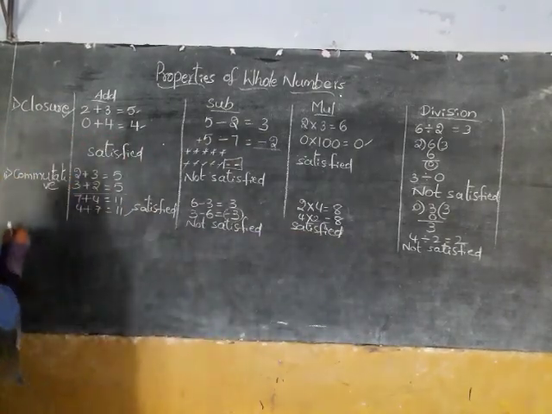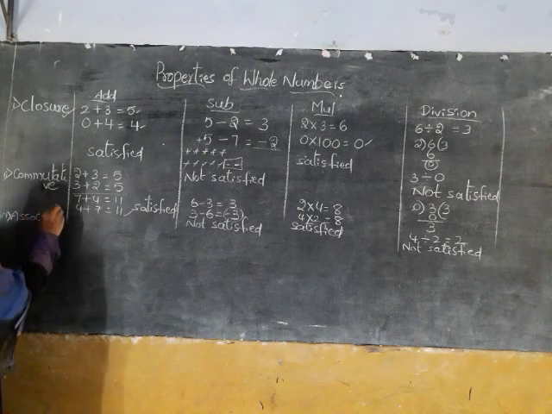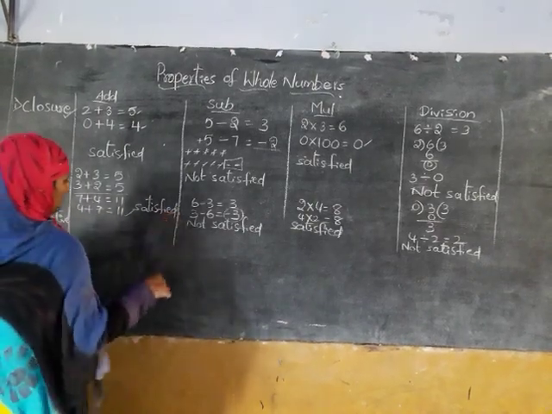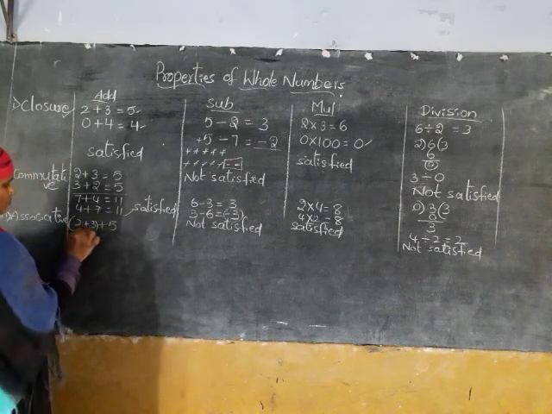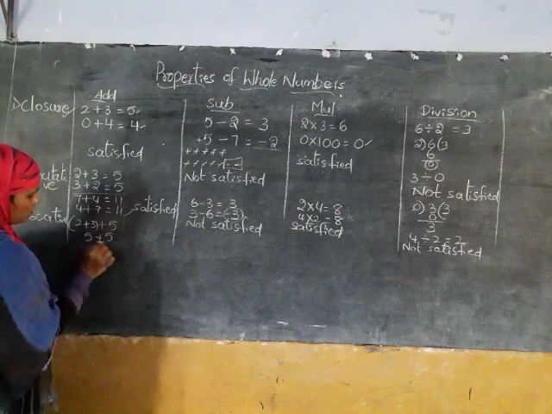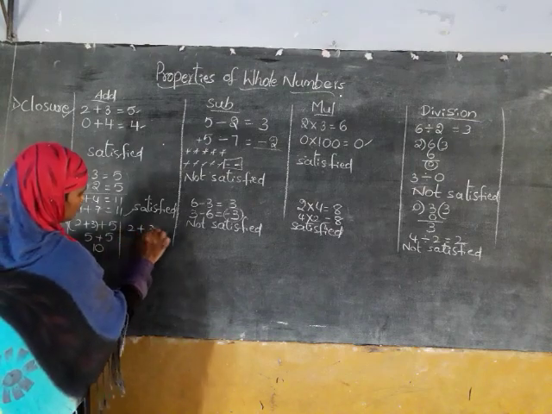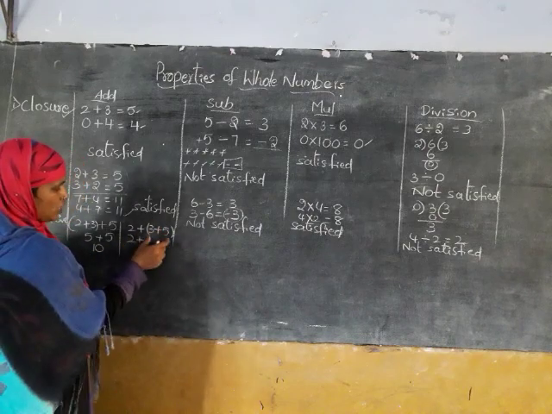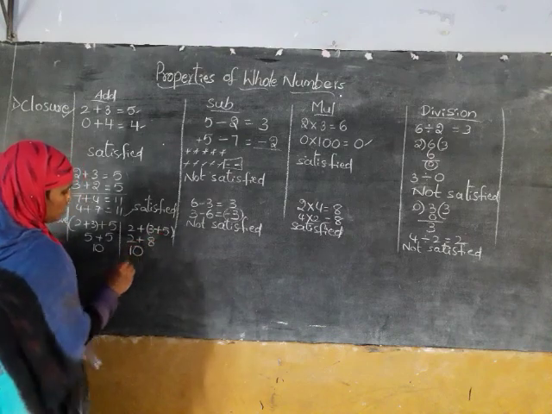Next, the third property is the associative property. Take 2 plus 3 plus 5. See, 2 plus 3 equal to 5, plus 5 equal to 10. Now 2 plus, first add the numbers which are in the brackets. So 3 plus 5 equal to 8. 8 plus 2 equal to 10.